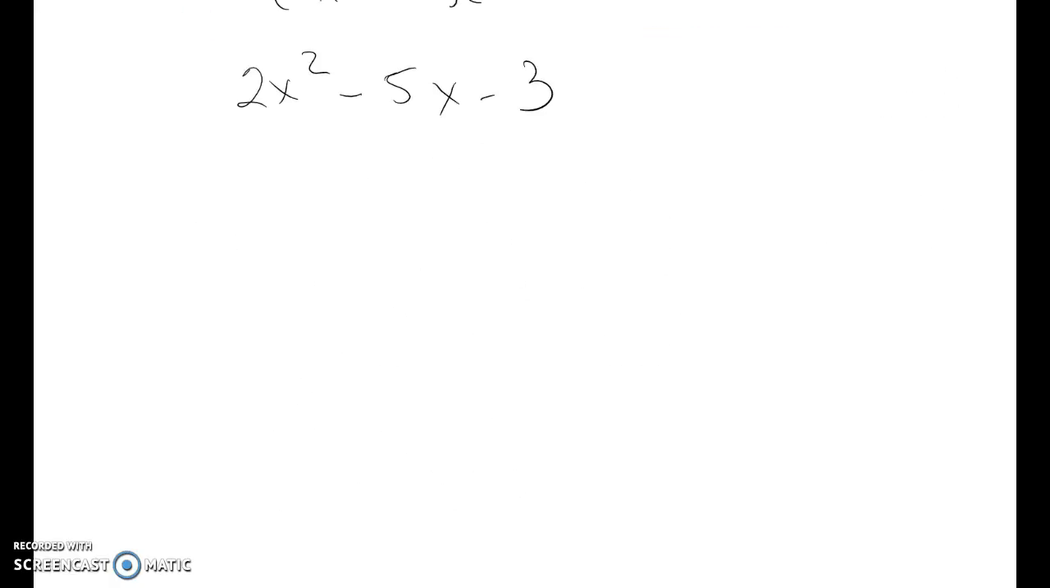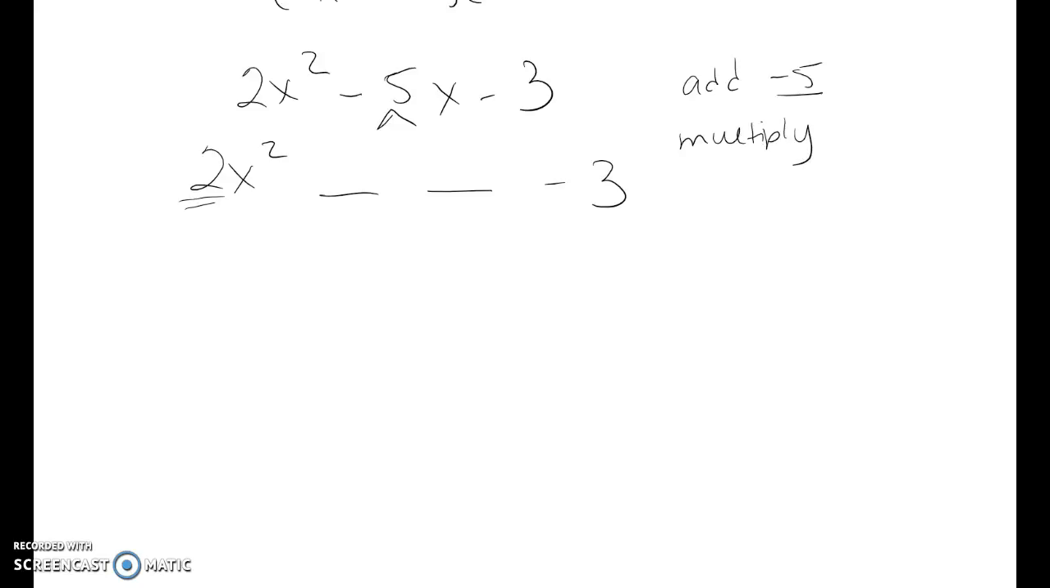Okay, here's our second example. On this one we're going to do the same thing. Even though there's a 2 in the front, we're just going to recopy it, move the -3 out, and create my two blanks. I need to break this -5 into two numbers. The only kicker here is since there's a coefficient in the front, we still want to add to make the middle, but this time instead of multiplying to make the constant in the back, you actually want to multiply to make the constant in the back times the new coefficient in the front.